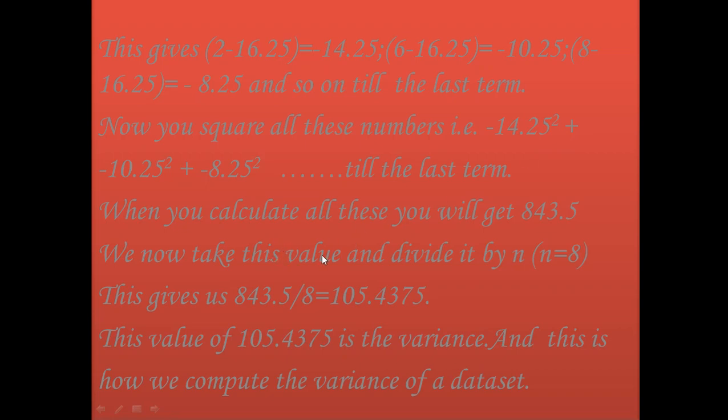Then after, you will take this value and divide it by the number of terms, or the total number of elements, which is 8. So 843.5 divided by 8 is 105.4375. This value is the variance. This is actually the variance of that array, where the elements were 2, 6, 8, 12 and so on till 32. Clear? So this is the way to compute the variance of the data set.